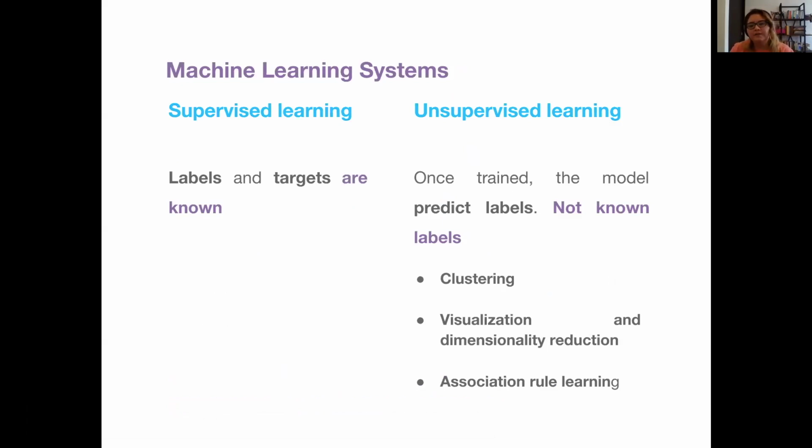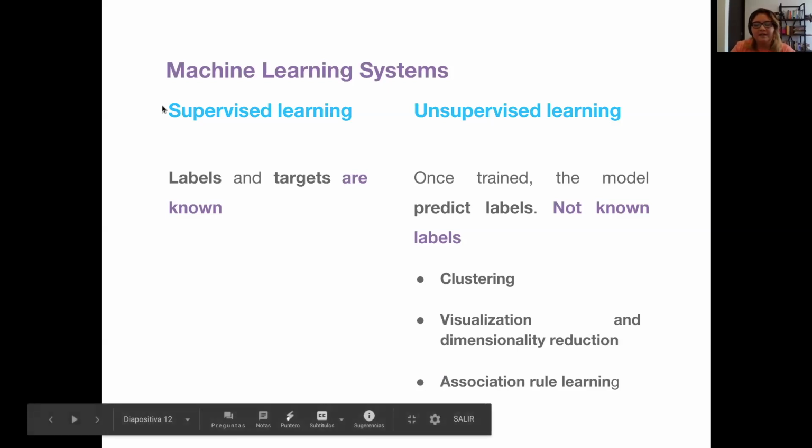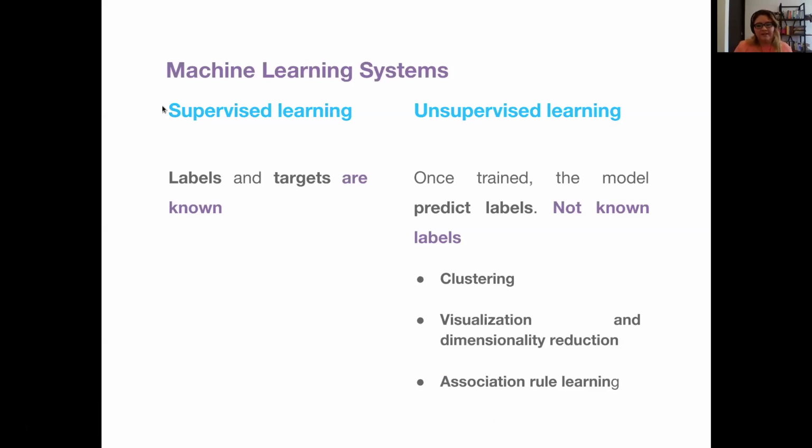One of the most common ways to classify machine learning models is by the way they learn. Basically there are two main groups: supervised learning and unsupervised learning. Supervised learning is when you know the labels of the targets, so you already have previous information on this topic. And unsupervised learning is when the model is trained and afterwards is capable of predicting its own labels. So basically, labels are not known.